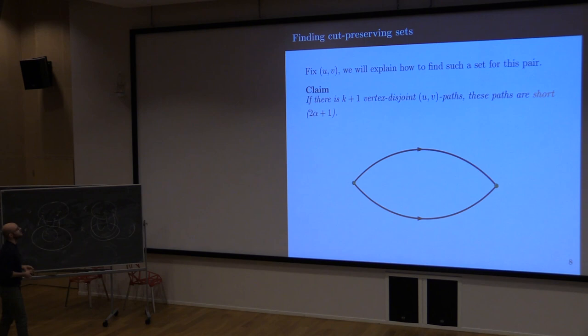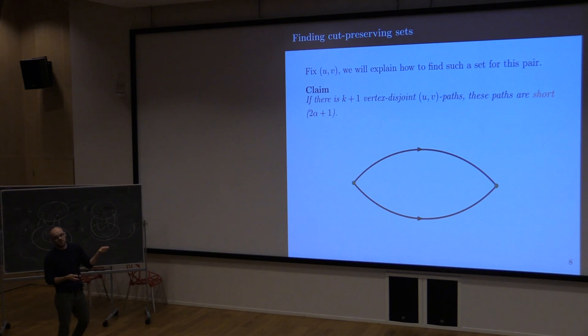The first thing to realize is that if there are k plus 1 vertex-disjoint UV paths, then, as I said before, keeping all of these paths is a k-cut preserving set. Because if you have k plus 1 vertex-disjoint paths from U to V, then there is no k-arc cut. Just keeping enough information to know that there is no k-arc cut is enough. So how can we keep this information in a small place?